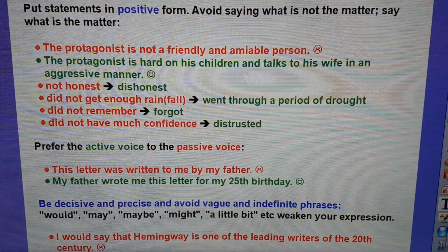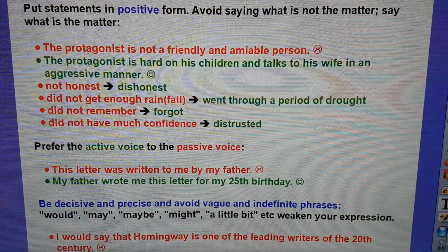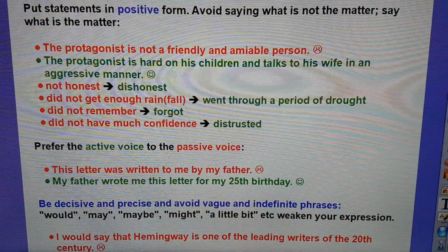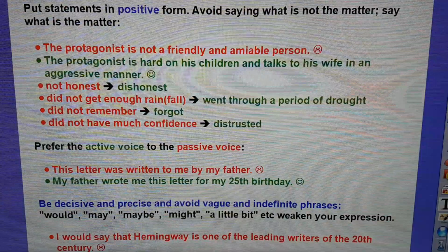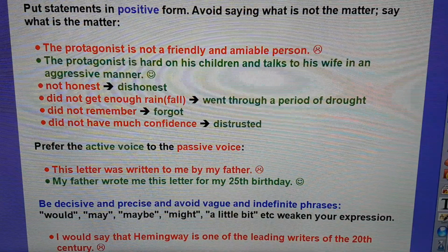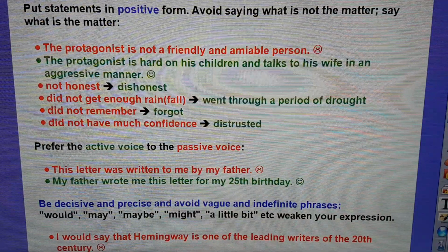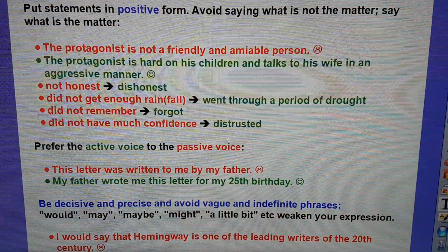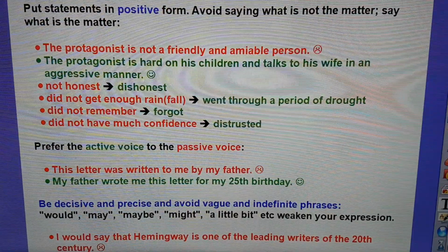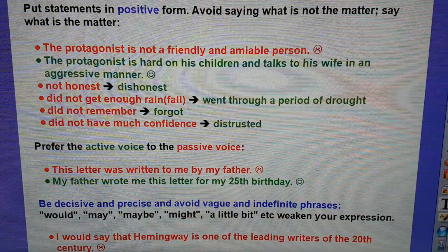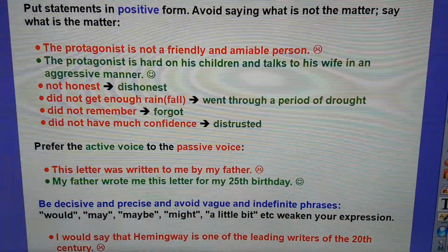And then put statements in positive form. I know when I ask students, a lot of them answer probably because it's easier to say what something is not. But when you say what something is not, the reader still doesn't know, well, what is the matter? And that is exactly what you want to tell the reader. You want to tell the reader what is the matter.